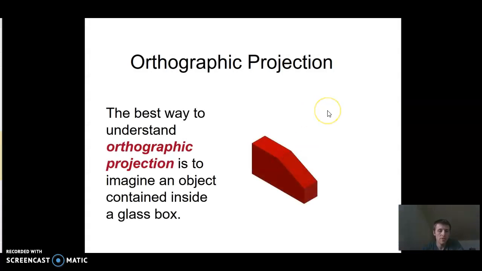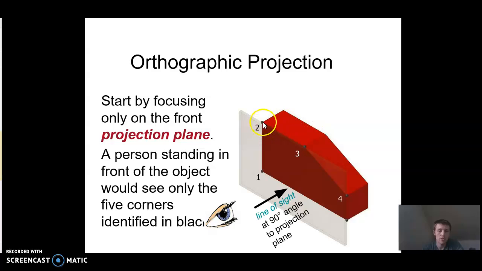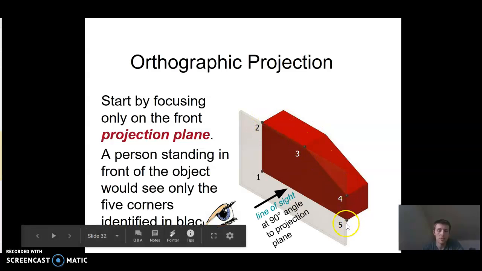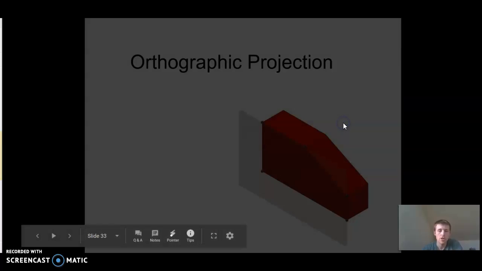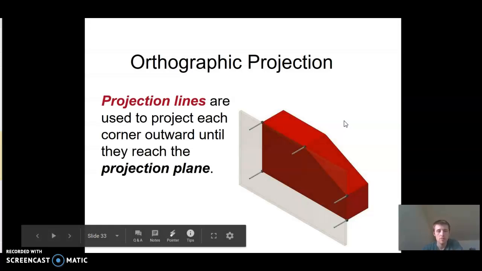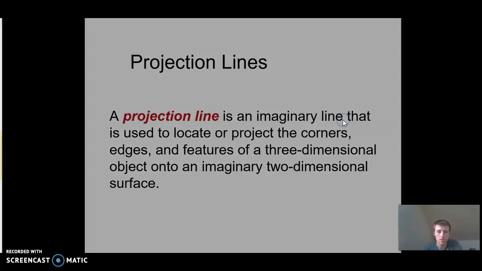All right, so the best way to understand what's going on here is to imagine the object is inside of a glass box. We're going to take that object and outline the points that we can see on that object at the edge of our vision if we were to look straight at that glass box panel. Then we draw some projection lines. Projection lines are imaginary lines that are used to locate or project the corners or edges of a three-dimensional object onto this two-dimensional surface. So let's go ahead and do that.